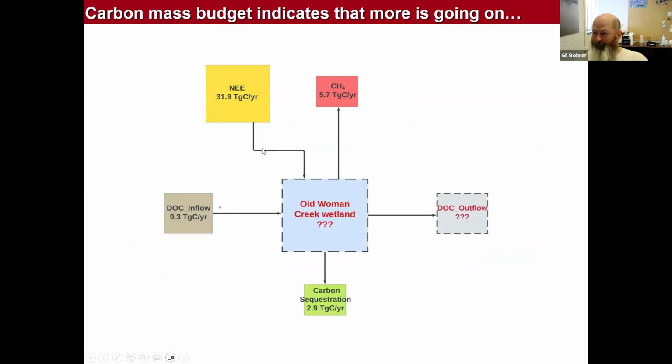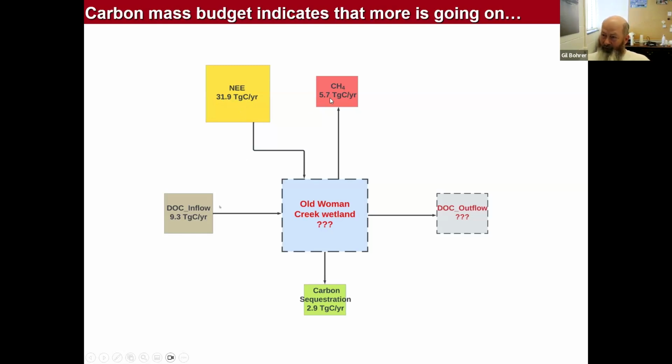So now, why are we failing Old Woman Creek so miserably? I need to show you this annual carbon budget of Old Woman Creek, or at least the components of it that we know. So this is the net ecosystem exchange. This is the difference between carbon coming in by photosynthesis and carbon going out by respiration. This is the amount of carbon that left the atmosphere and went into the vegetation and the soil. Whatever that means, it's around 32 teragrams of carbon per year. Okay, it's a number. Don't need to remember it.